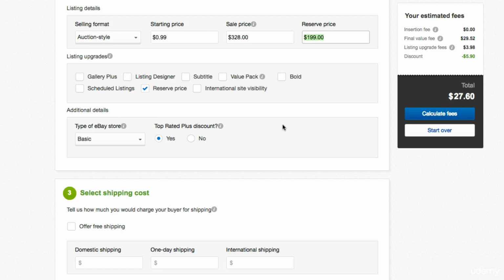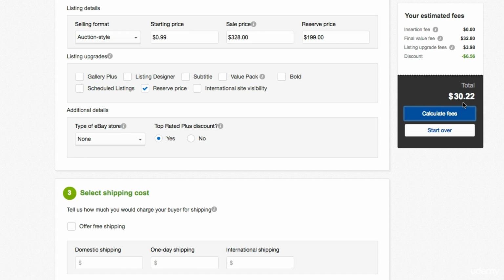So it does benefit you if you have a bunch of items that are selling for a higher price to have an eBay store, because they do give you a discount. So you can tell right here if it's actually beneficial for you to have an eBay store for the item that you're selling, because it's going to give you a little bit of a discount. It's not really that much, but still, every single cent on eBay does add up.